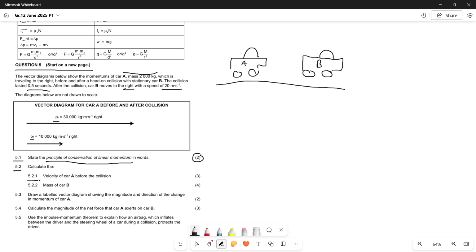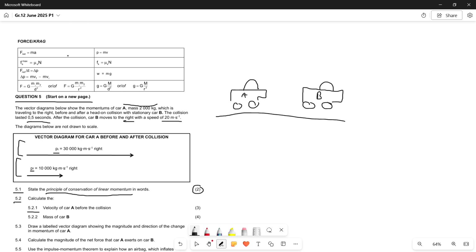Okay, at this stage we are on 5.2. Calculate the 5.2.1 velocity of car A before the collision. Okay, so this was before the collision, the initial. This was after the collision. So we need the velocity of the car. We have our formulas up here. So the one that we want to work with is this guy over here, because we are just isolating it. We are working with one of the momentums, not the change in momentum. So we can just go ahead, write this formula down and solve for the velocity of the car.